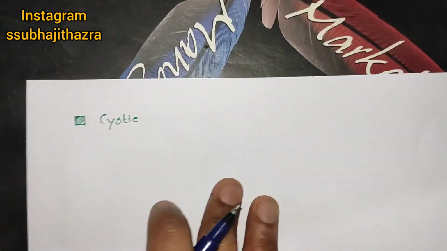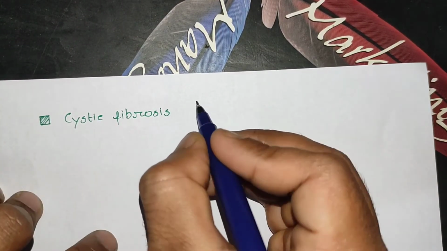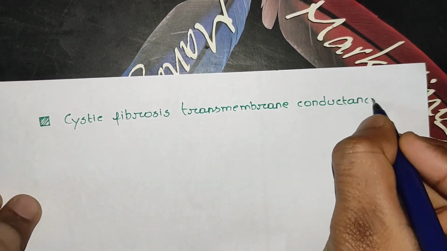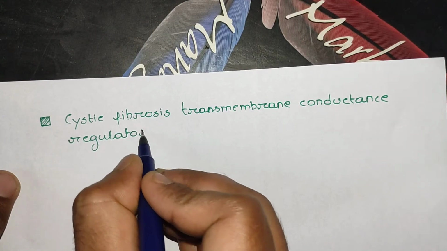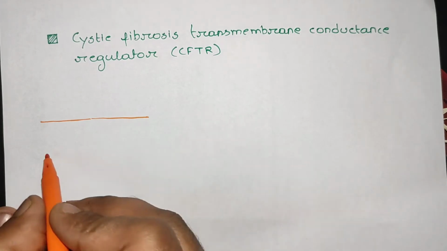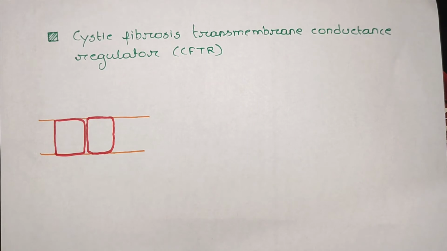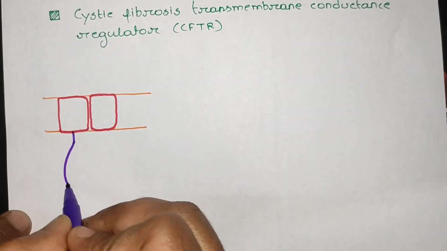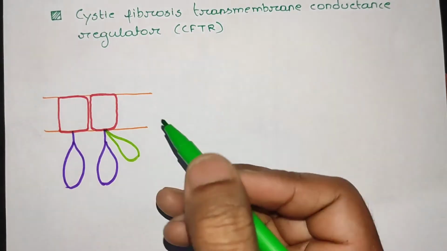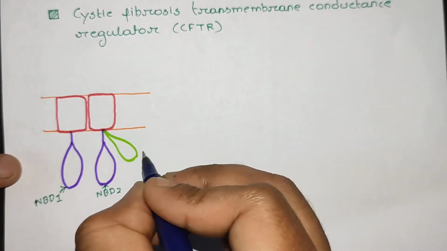So cystic fibrosis transmembrane conductance regulator is a type of Cl- channel. It is also called CFTR. Now this is the plasma membrane. It contains two segments, and each segment contains six helices. This is the NBD1 domain, and another is the NBD2 domain. NBD1 means nucleotide binding domain 1, and nucleotide binding domain 2, and the green is the regulatory domain.